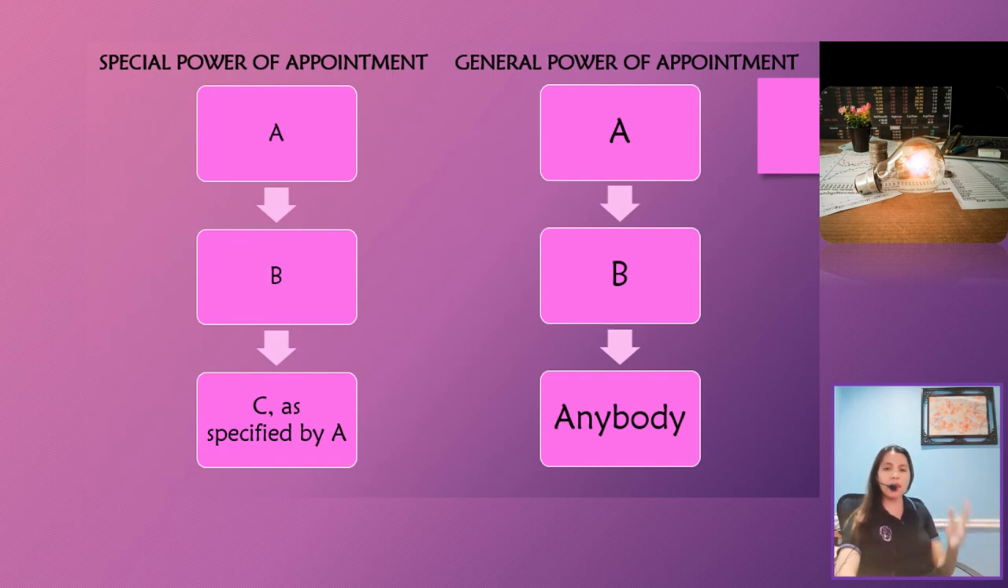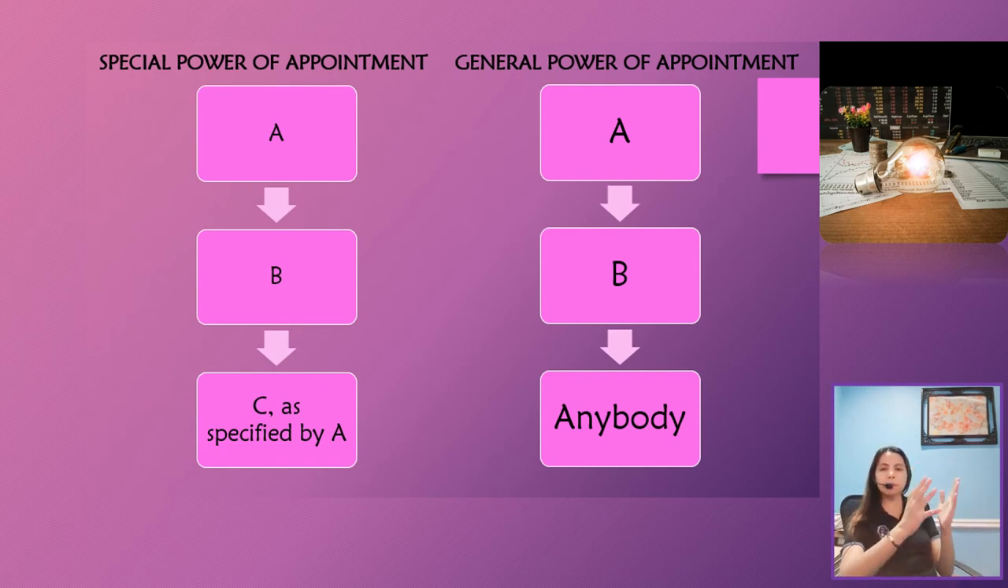He can only transfer it to C, in accordance with the will or in accordance with the request or wishes of the transferor A. Pag specified lang kung kanino mo siya pwedeng, donee si B, kung kanino mo siya pwedeng ma-i-transfer, special yun. Special power of appointment. Wala kang discretion. Hindi ka pwedeng mamili kung sino ang magiging grantee or beneficiary subsequent to you. Because your transferor already specified who will be the next beneficiary.